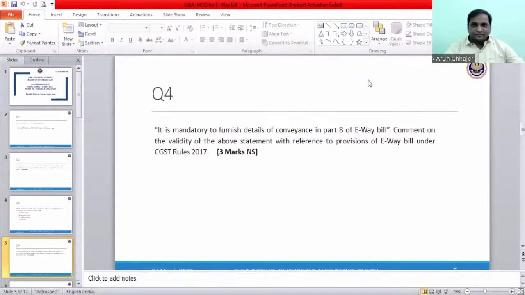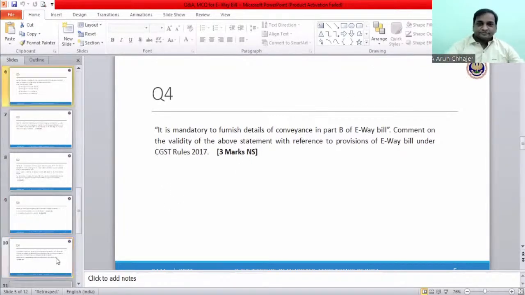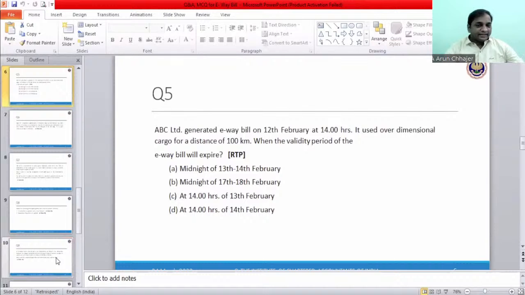Next question. ABC Limited generated an e-way bill on 12th Feb at 14 hours. It used ODC cargo for a distance of 100 km. When will the validity period of the e-way bill expire? Yes, very good question. ABC Limited has generated the e-way bill on 12th Feb at 2 p.m. Now, please tell me, if the distance is 100 km and it is a dimensional cargo, what would be the validity period, when would the e-way bill expire?